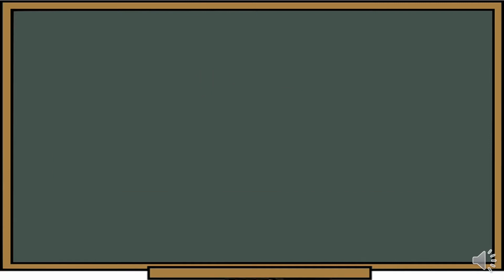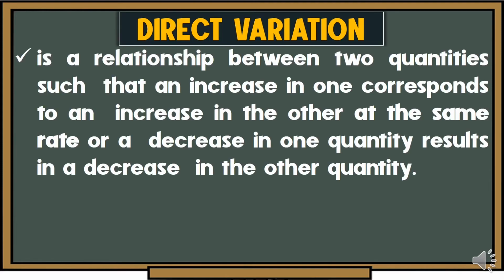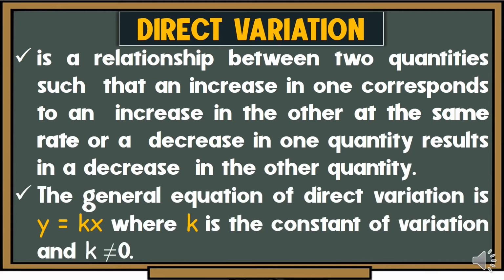There is no formally defined direct variation. Direct variation is a relationship between two quantities such that an increase in one corresponds to an increase in the other at the same rate, or a decrease in one quantity results in a decrease in the other quantity. The general equation of direct variation is y equals kx, where k is the constant of variation and k should not be equal to 0.